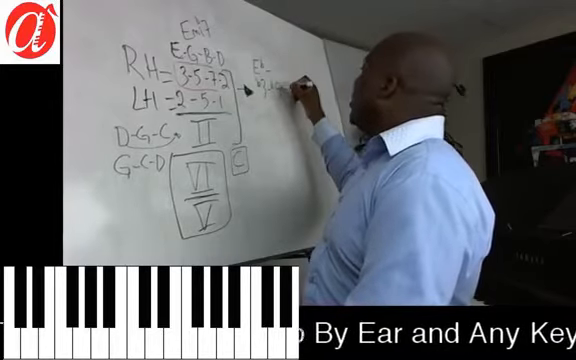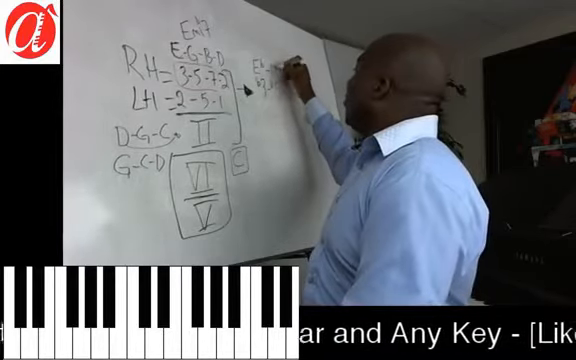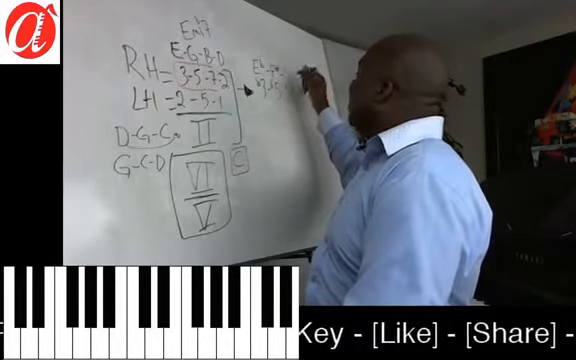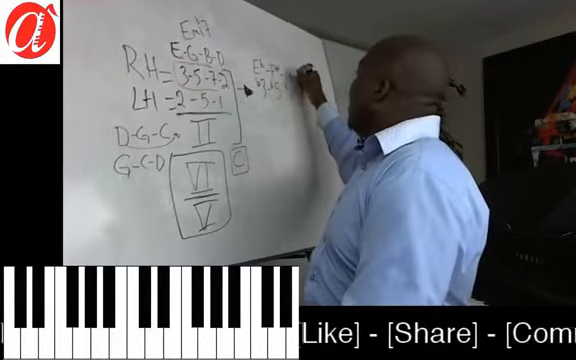Then it went to the flat 5, which we know is an F sharp or a G flat, okay? And we know that the flat 6 is either an A flat or a G sharp. I'll put A flat.